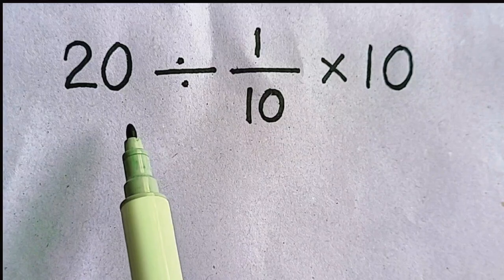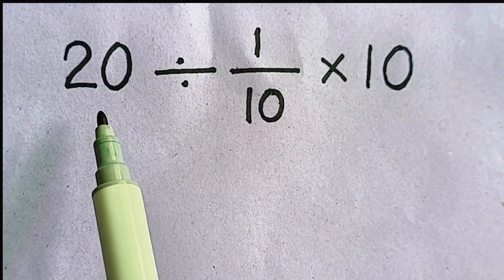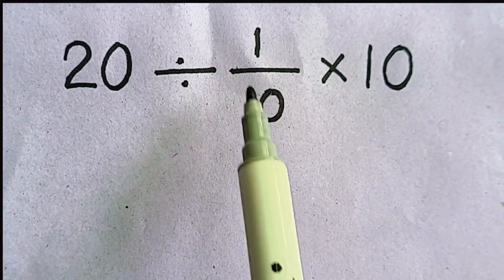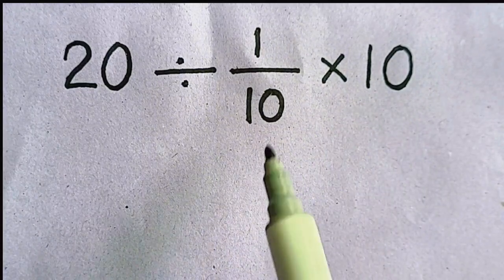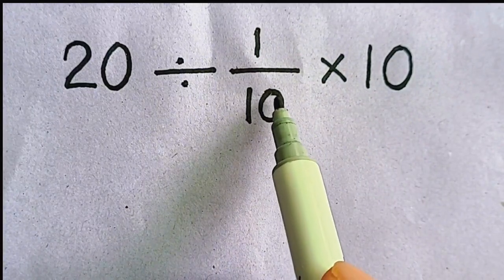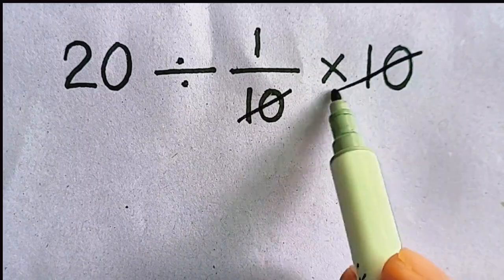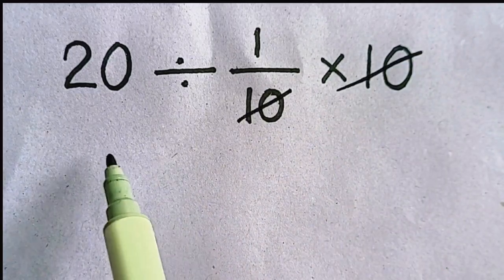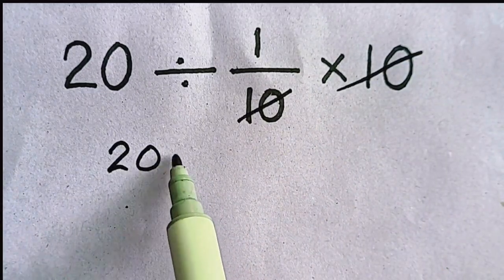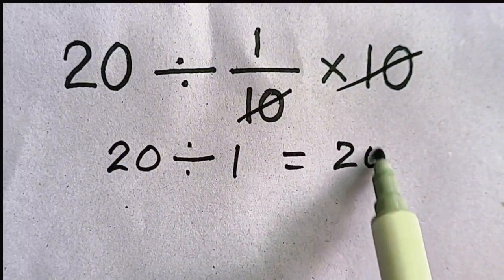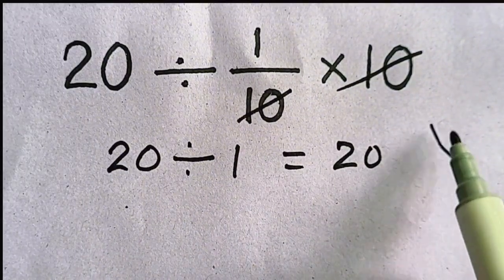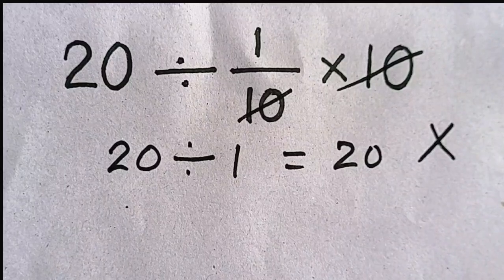I am here with a new, interesting mathematical question. 20 divided by 1 by 10 multiplied by 10. Mostly the students do this in the way that they cancel 10 and 10, and their next step they do is 20 divided by 1, which is equal to 20, but it is the wrong approach.